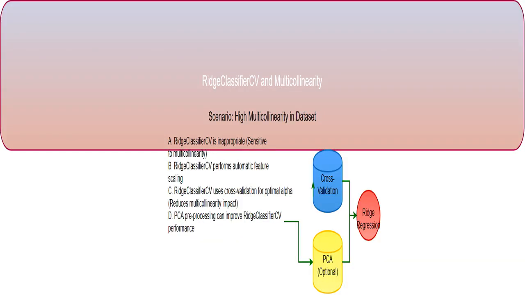RidgeClassifierCV is a classifier that uses ridge regression internally. We'll explore whether it's suitable for datasets with high multicollinearity, what aspects make it suitable or unsuitable, and whether additional steps can improve its performance in this challenging situation. We'll break down the advantages and disadvantages of using this specific model.